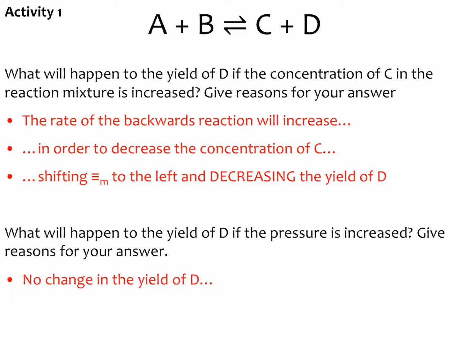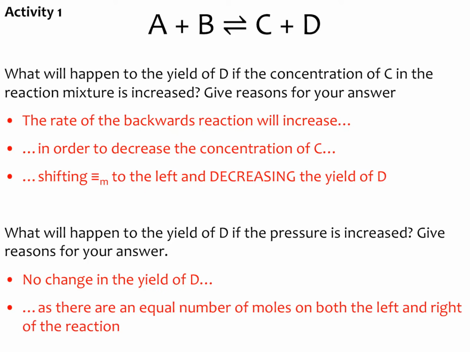So, the answer for that question: there will be no change in the yield of D, and that's because there's an equal number of moles on both the left and right side of the reaction, so pressure will have no effect on this particular reaction. Bit of a trick question there.